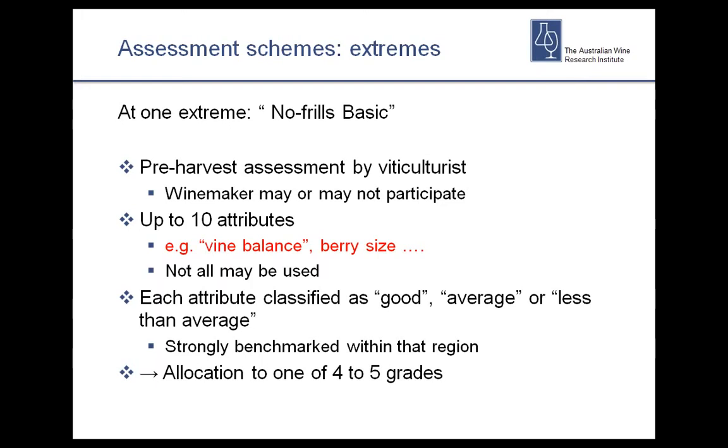This may comprise a pre-harvest assessment by a viticulturist. The winemaker may or may not participate. There may be up to 10 attributes which are recorded, such as vine balance or berry size. Not all of them may be used. Each attribute may be classified as good or average or less than average, and may be strongly benchmarked, usually within that region. And this will lead to allocation to one of 4 to 5 grades.